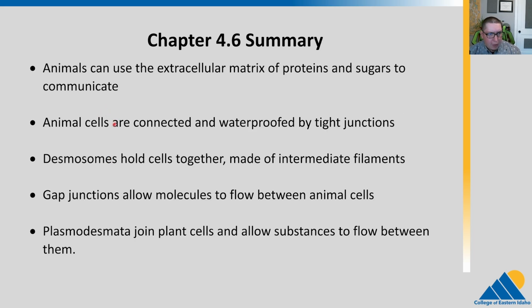Okay, so to sum it up, animals use that extracellular matrix of proteins and sugar to help communicate and hold their cells together loosely. Animal cells are held together in a waterproof manner by what we call tight junctions. If we just need to hold the cells together, don't need it to be watertight, desmosomes do that. They're made up of intermediate filaments. And then we have gap junctions that can allow for molecules to flow between animal cells. In plants, we have the cell wall, so we have a term called plasmodesmata that basically is a gap between the cell walls and the cell membranes that allows substances to flow between them.